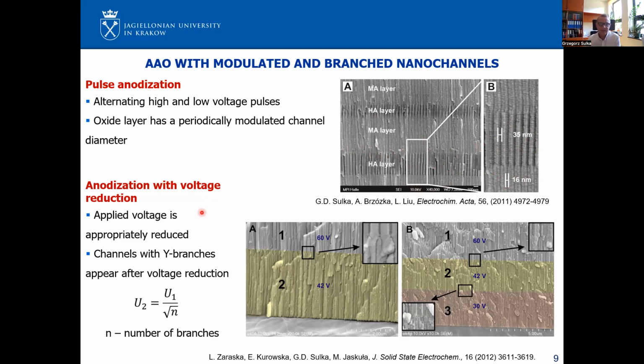The second example is a fabrication of wide branch pores. We have to reduce the voltage applied during anodization, but the reduction should be appropriately chosen to obtain wide branch pores like in that direction, or 2 levels of wide branch pores like that. The number of branches can be determined from that equation.